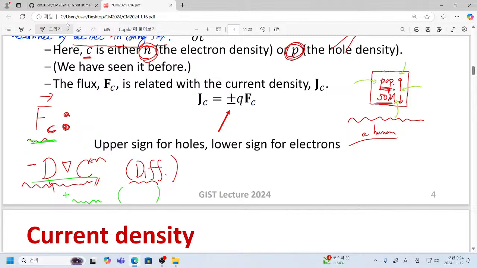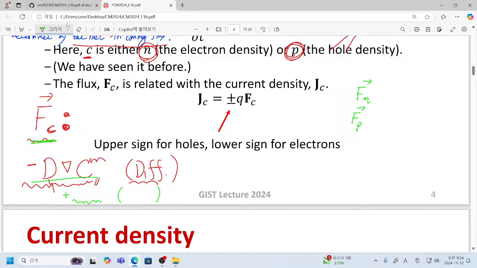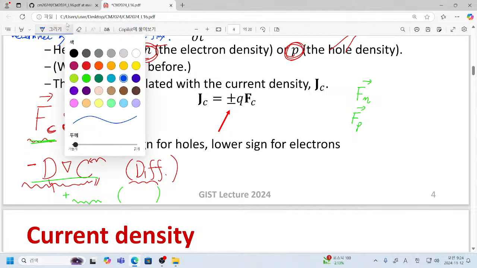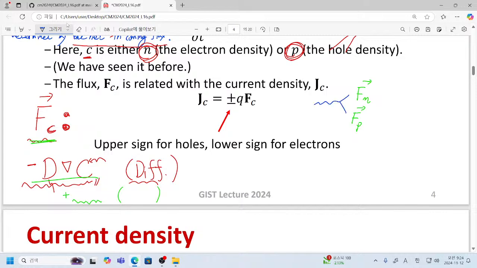Before introducing the form of our flux for electrons and holes, simply speaking, we have to consider electron flux and hole flux, but sometimes we want to use slightly different related terms. Instead of electron flux and hole flux, sometimes we want to talk about electron current density and hole current density.